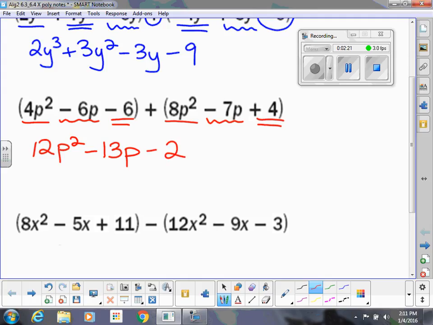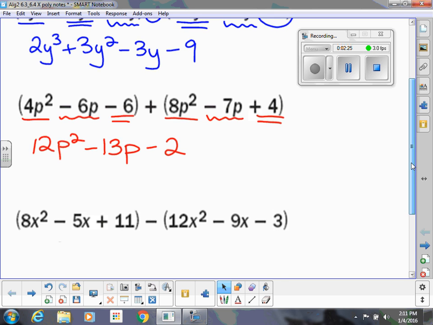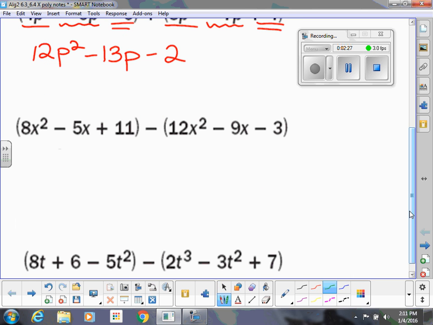Now, what do you do when you have a minus in between them? Okay, I think the easiest thing to do is to distribute this negative to the whole second parenthesis. And what that means is when I distribute it, I'm going to be doing plus, and I'm changing the signs of everything in the second parenthesis. So instead of positive 12x squared, I would have negative 12x squared. Instead of minus 9x, I would have plus 9x. And instead of negative 3, or minus 3, I would have plus 3.